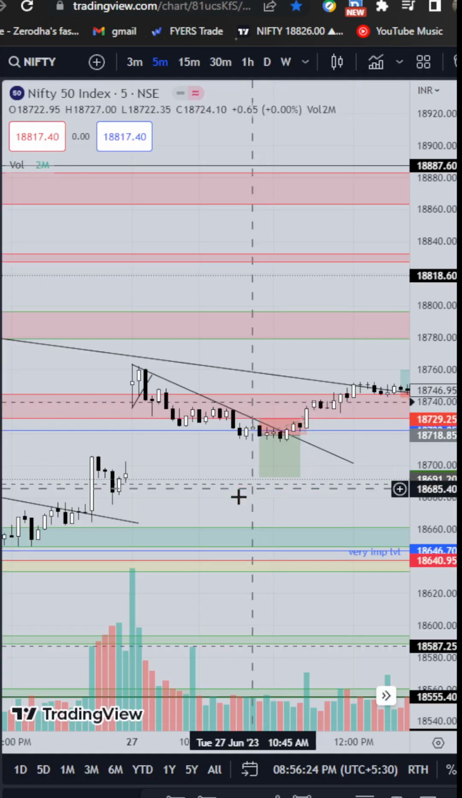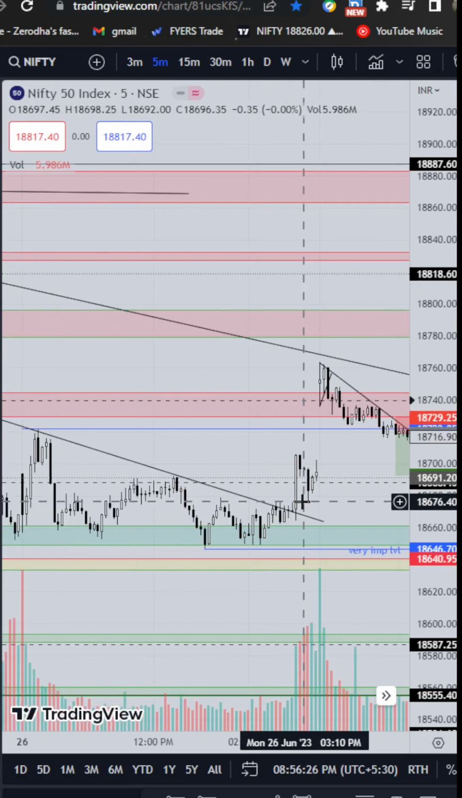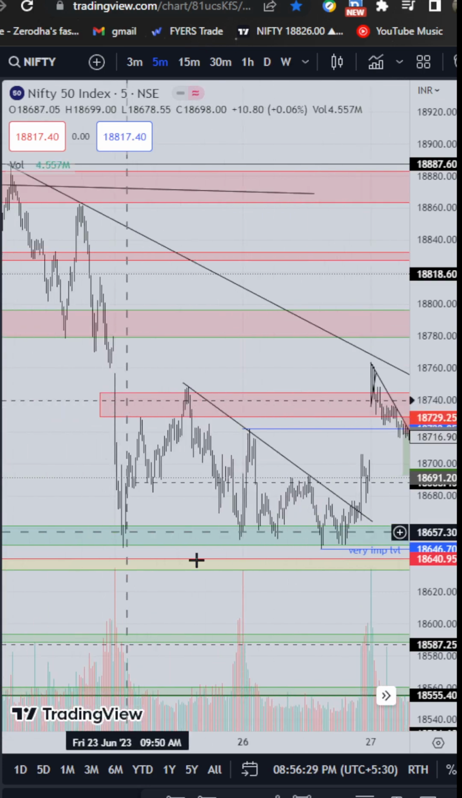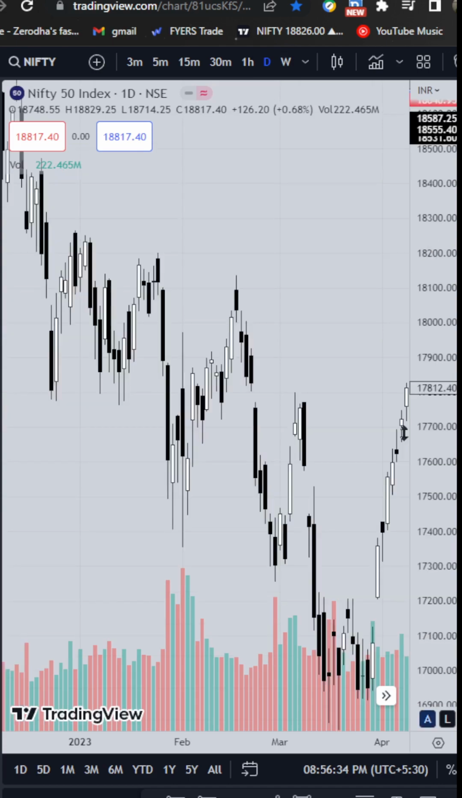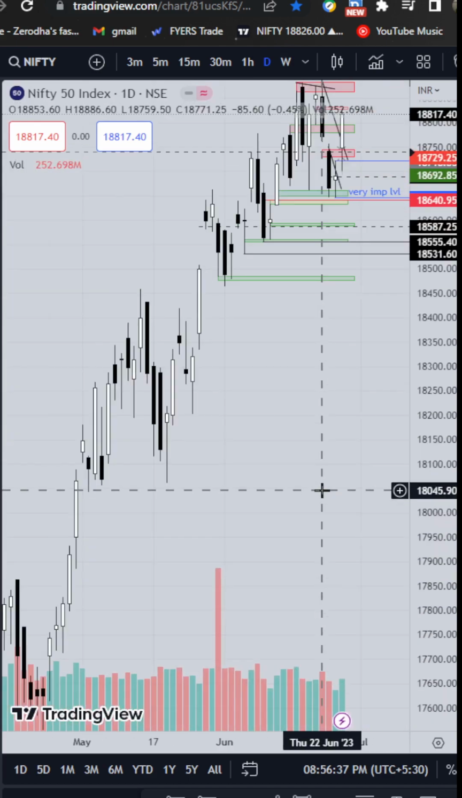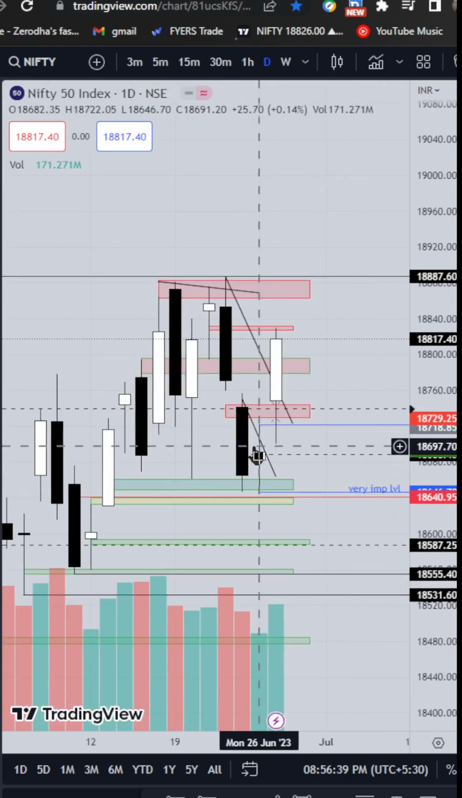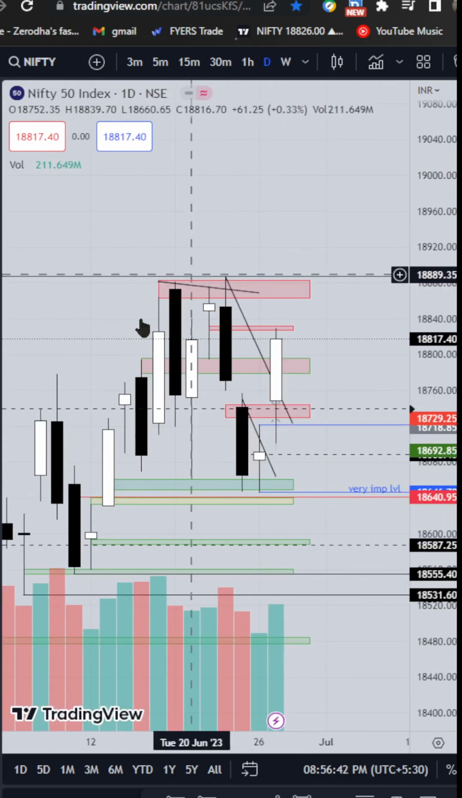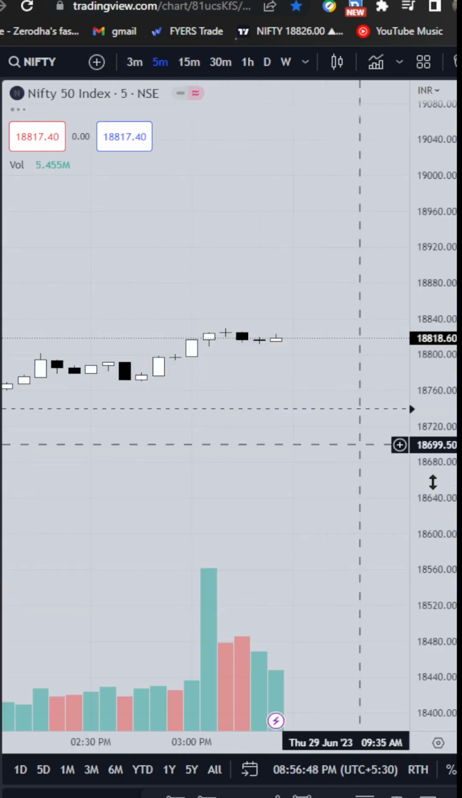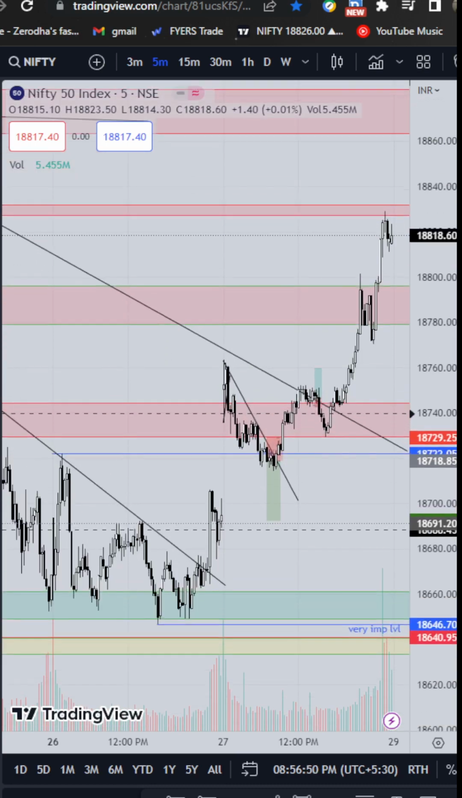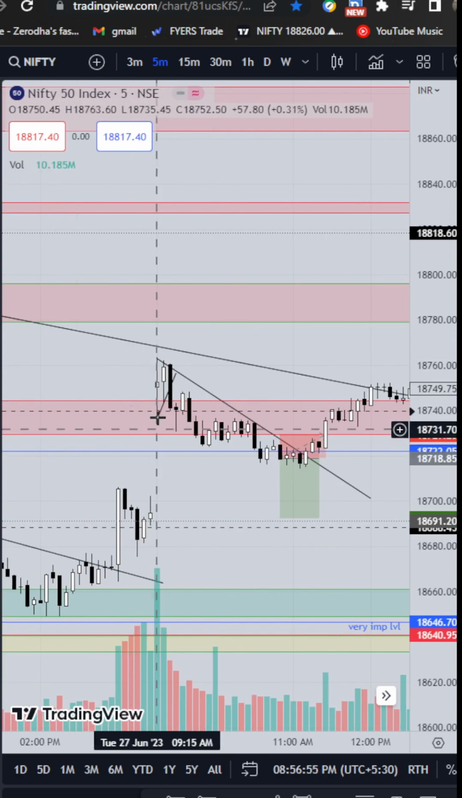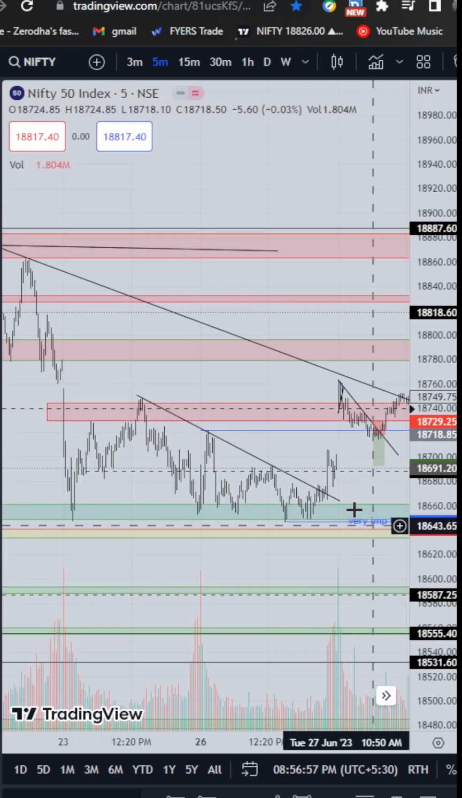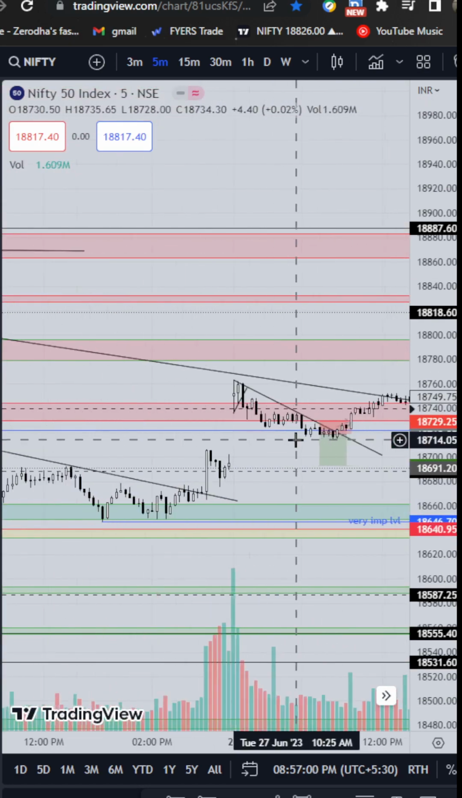Second case study is of Nifty. Nifty is also trading sideways in the trading time frame, but on the daily time frame it's a little better than Bank Nifty. It's a little better, but it's still not a very good condition. It's still a sideways market environment only. And on the 5-minute time frame, if you see, Nifty opened above this place, the resistance area, the supply zone.